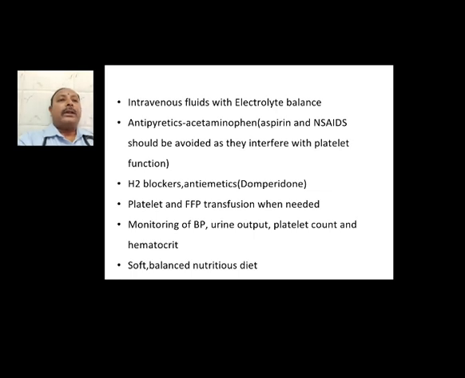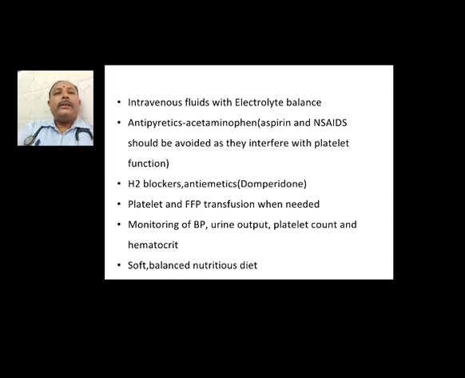Antipyretics such as aspirin and NSAIDs should be avoided as they interfere with platelet function and so can cause bleeding, so they should be avoided mostly. H2 blockers, antiemetics, that is domperidone, platelets and FFP transfusion when needed, monitoring of blood pressure, urine output, platelet count and hematocrit. You have to monitor all this to look for shock and other complications.